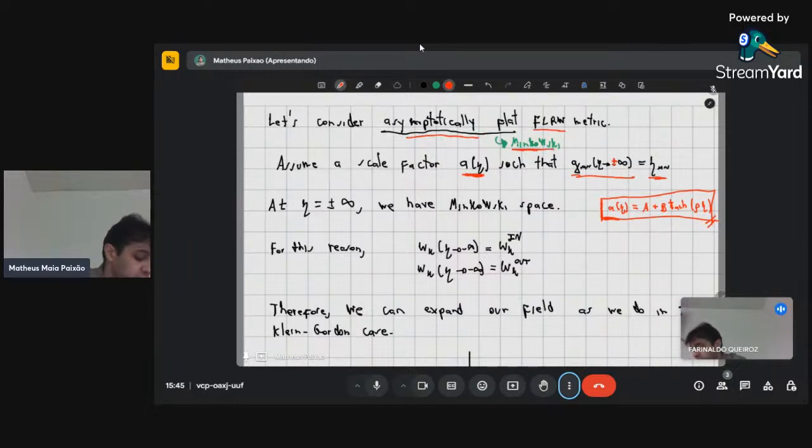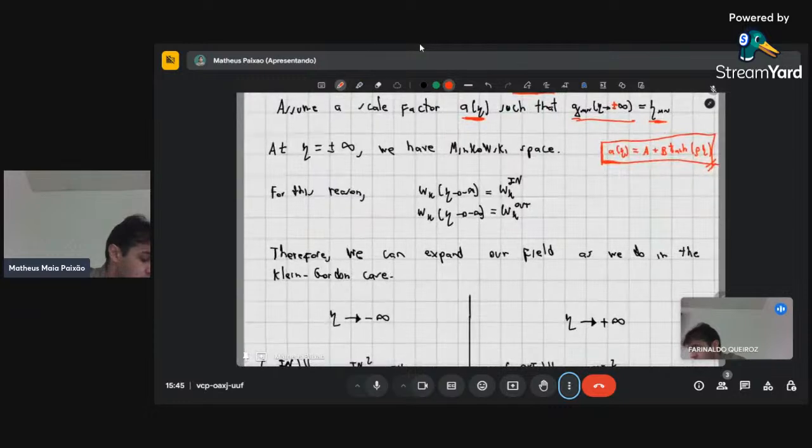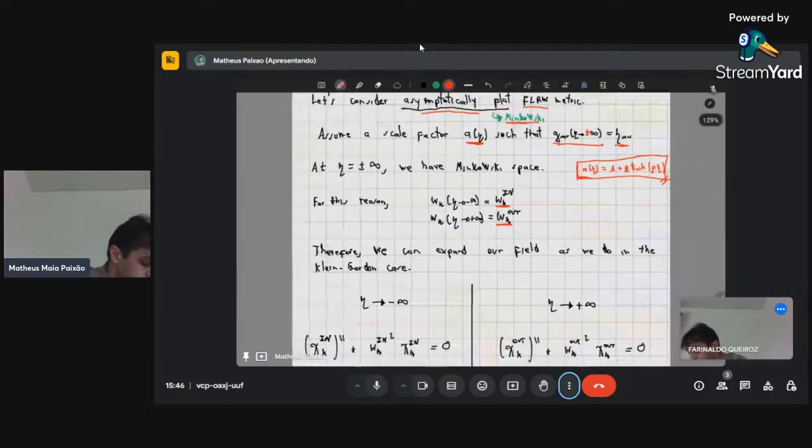So, since we have asymptotically flat space-times, in these limits of eta going to minus infinity and plus infinity, we are just going to have the Klein-Gordon action. So I can have my frequency here, that has time dependence. In this limit, it will be a constant. I call it omega in, and here at plus infinity I have another constant that is not necessarily the same.